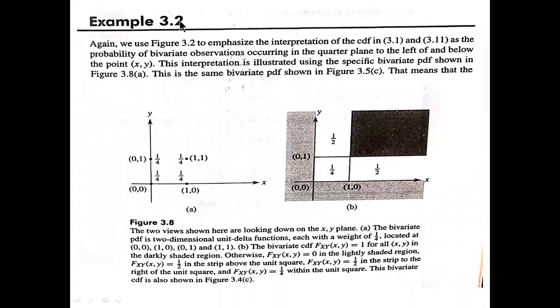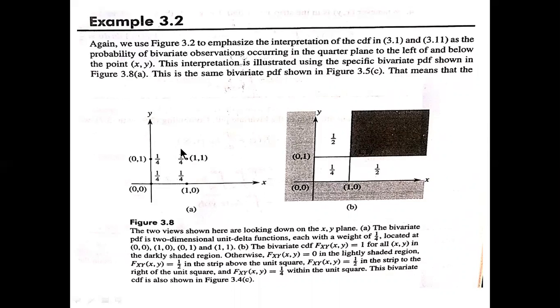Then we come to the next numerical, 3.2. Again, we try to take the little discrete case interpretation of the CDF in 3.1 and 3.11 as the probability of bivariate observations occurring in the quarter plane to the left of and below the point (x, y). This interpretation is illustrated using the specific bivariate PDF shown in figure 3.8a. Here again, this is the same bivariate PDF shown in 3.5c.